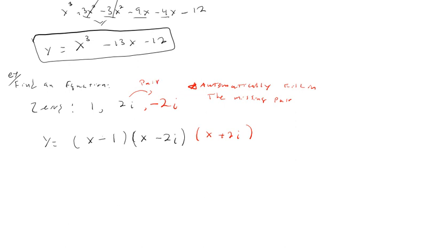Automatically you have a pair. So if there's one of the imaginary ones, there automatically has to be the other one. So you automatically fill in the missing pair. If there's a minus 2i, there has to be a plus 2i. If there's a plus 4i, there has to be a minus 4i, whatever the pairs are, right? And then we do the same thing. We multiply these together, and simplify.